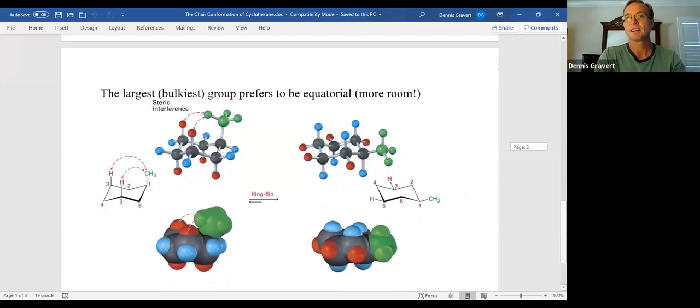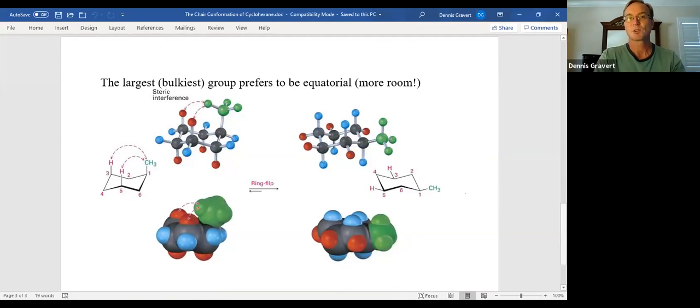Okay, and here's the main idea. Groups that are equatorial have more room. That tends to make a more stable structure. So 3 drawings, all the same shape of cyclohexane. Here, let's start over here on the far left. Cyclohexane has a methyl group on an axial bond, pointing straight up and down.